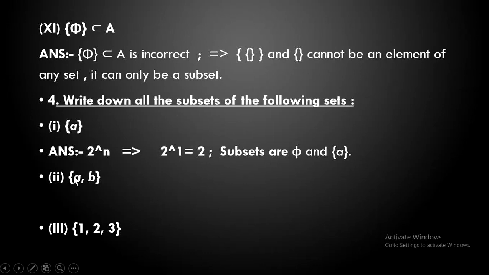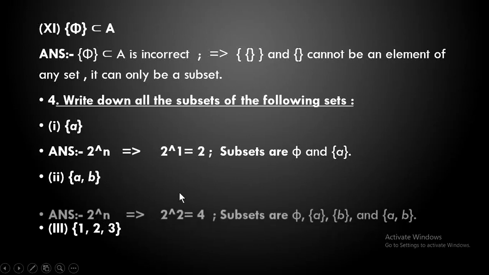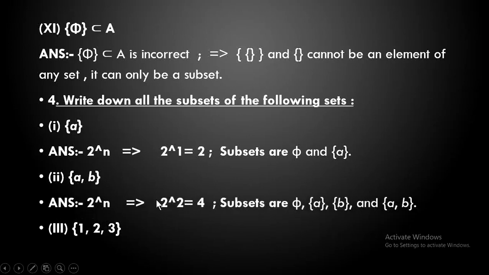Next one, we have 2 elements. When we do 2 to the power n, that is 2 to the power 2, n is the number of elements, 2 squared gives us 4. So we will get 4 subsets of this set, and those 4 subsets are set A, set B, then an empty set, and the set itself.